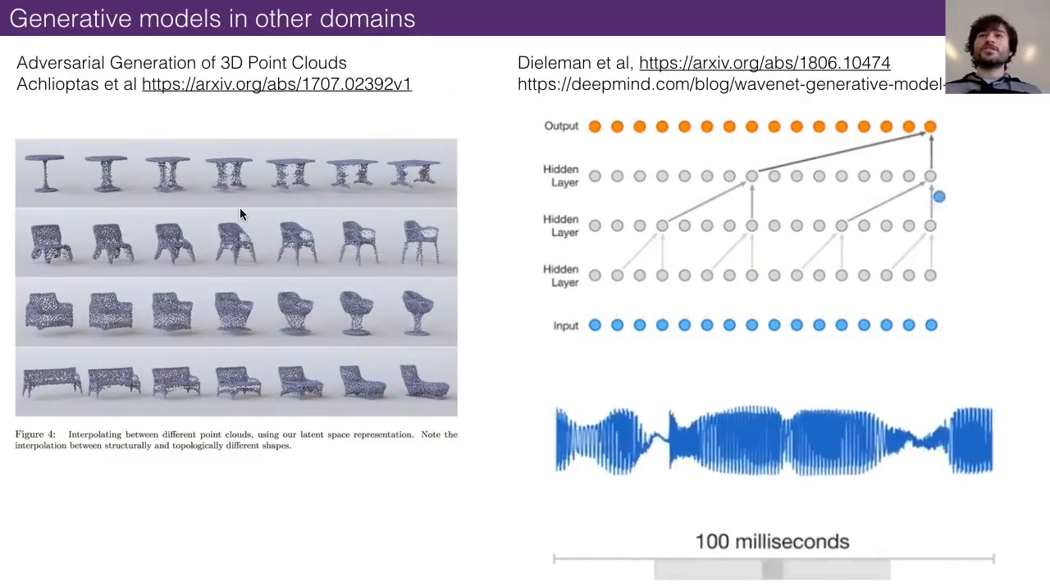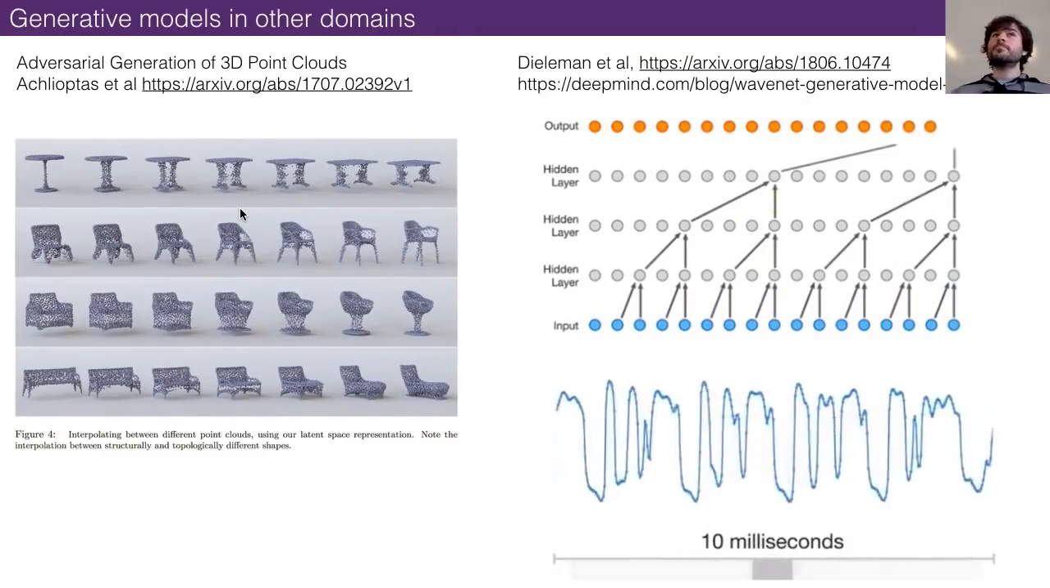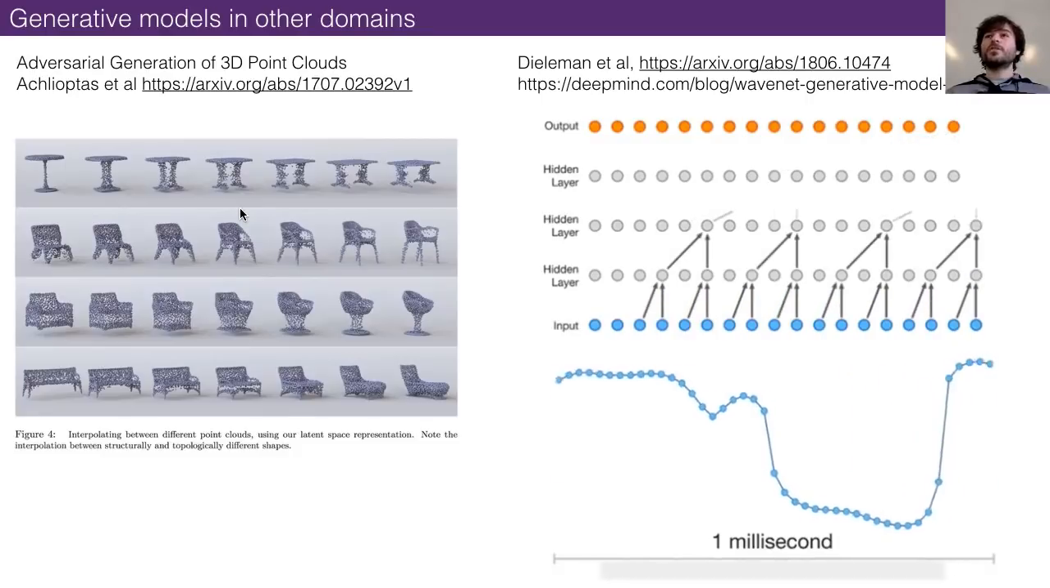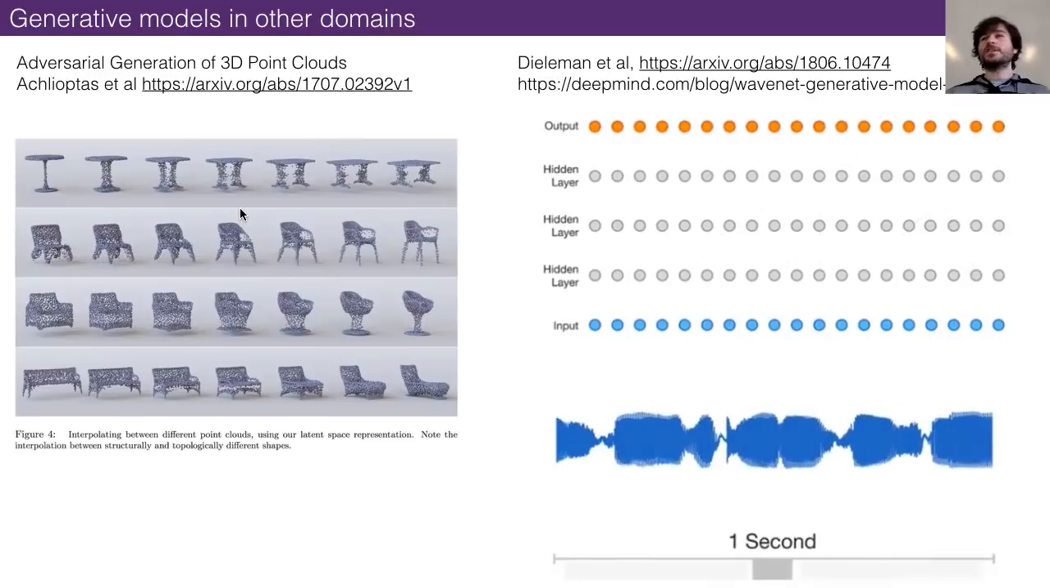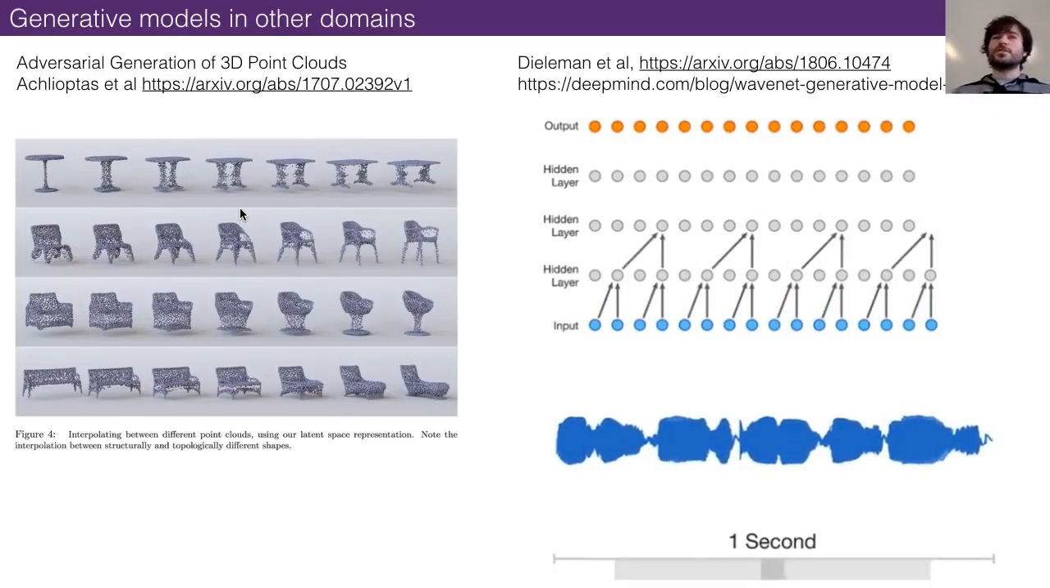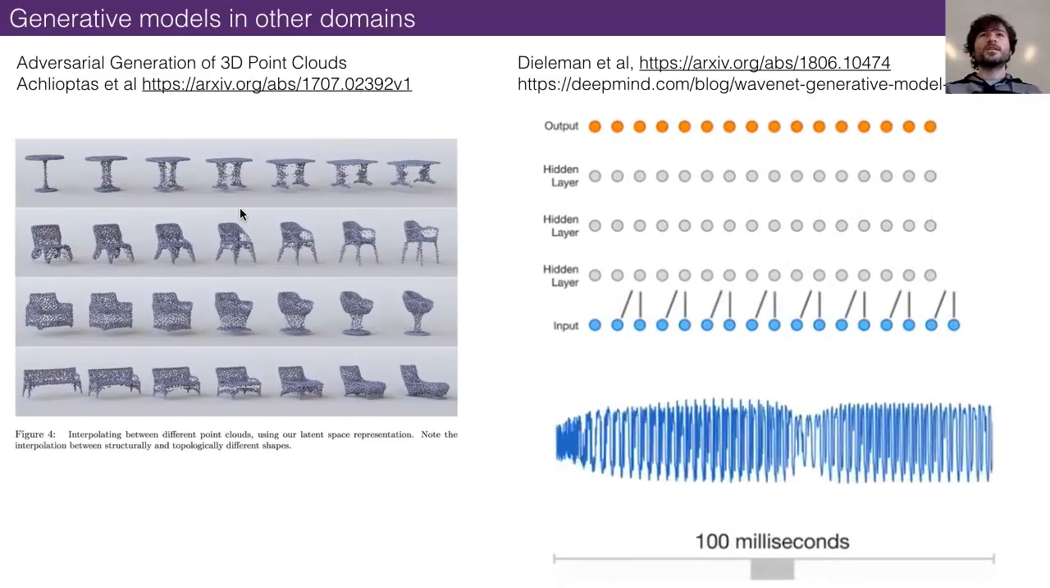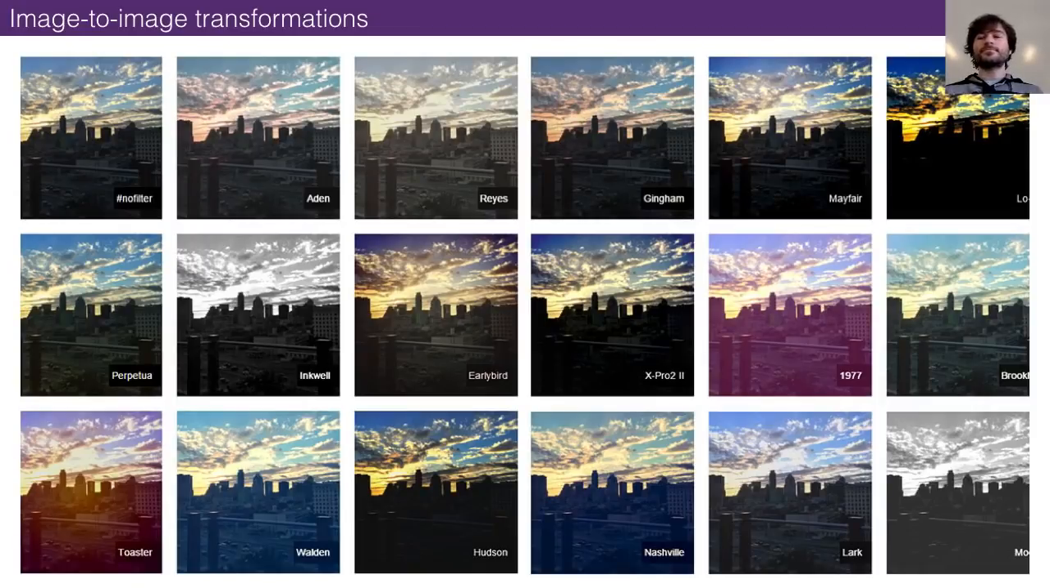We talked about generative models in other domains, point clouds, audio, WaveNets. I don't know if any of you got a chance to look at the TensorFlow WaveNet implementation. That's another thing that you may be interested in trying to train, if you're interested in audio stuff. Okay, so now let's get into talking about conditional generative models. And the first thing I want to do is really quickly talk about the idea of image-to-image transformations, right?